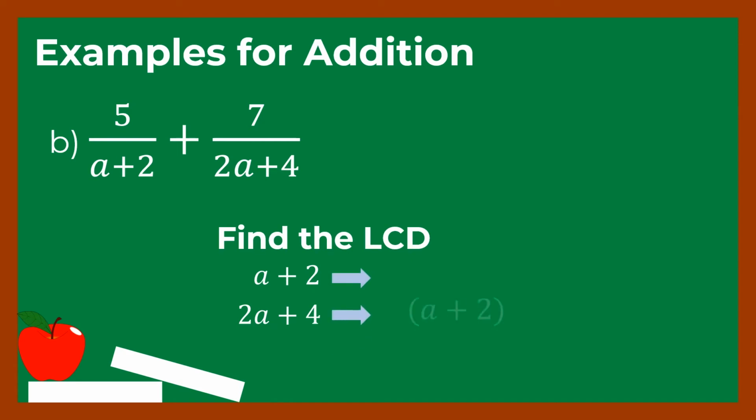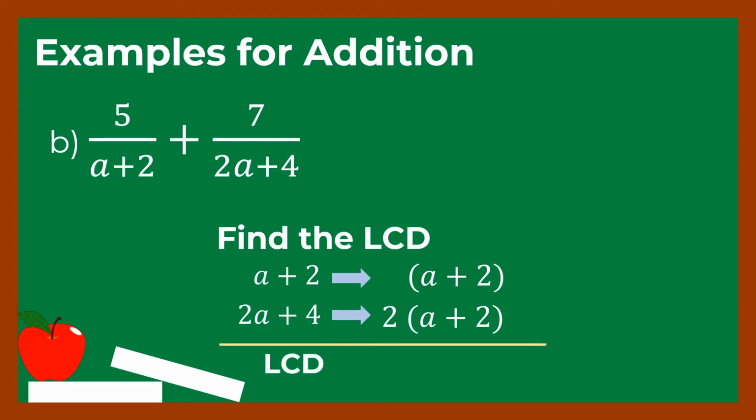So, ang factors ni a plus 2 is a plus 2 at 1. So, lalagay natin dito a plus 2. And then, ang factors ni 2a plus 4 is 2 times the quantity of a plus 2. So, ibig sabihin, yung LCD nila is we'll just bring down 2. And then, since si a plus 2 ay may ka-pair, we will just count it as 1.